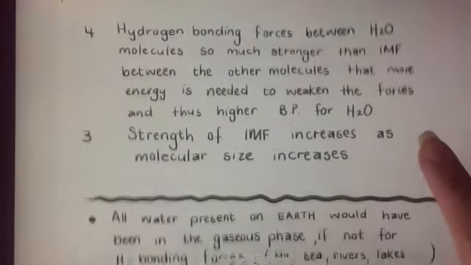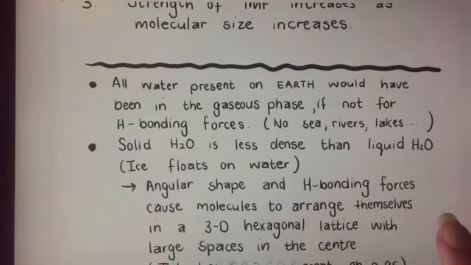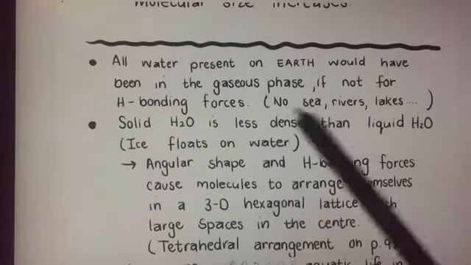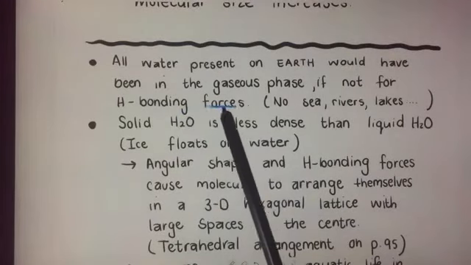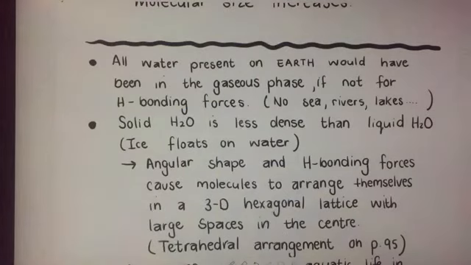Okay, and then just the last couple of things that we have to look at when we talk about the chemistry of water. Something quite interesting is that if it wasn't for hydrogen bonding forces, all water present on Earth would have been in the gaseous phase. So that means we would not have any liquid water on the surface of the Earth, so no rivers, no lakes, no oceans, and so on.